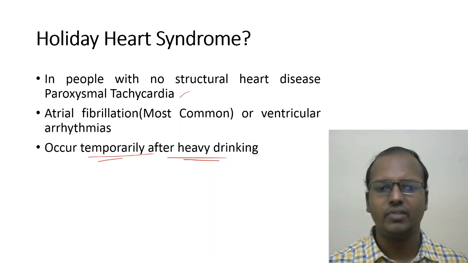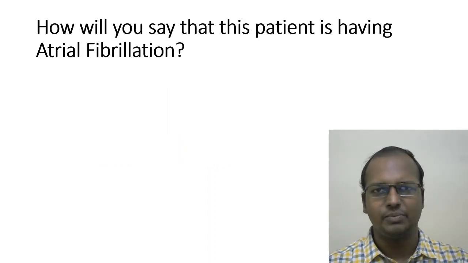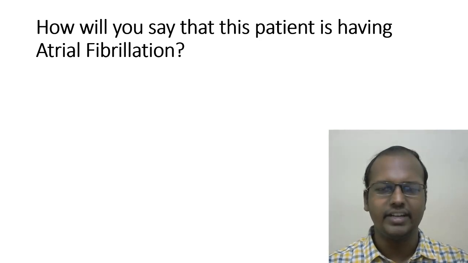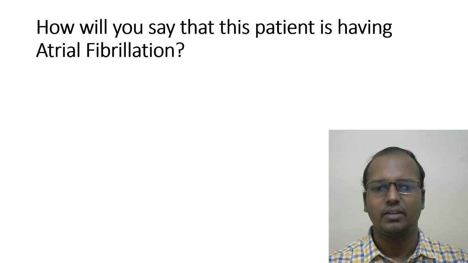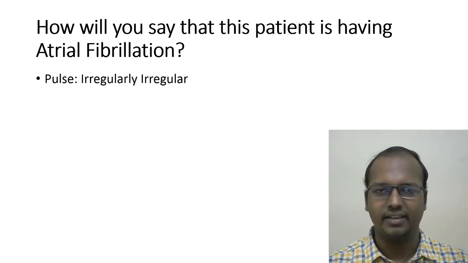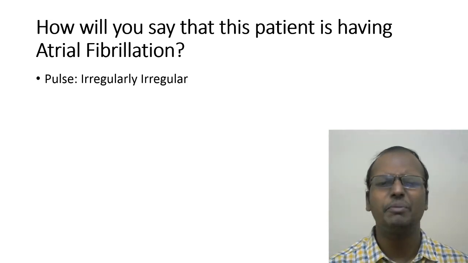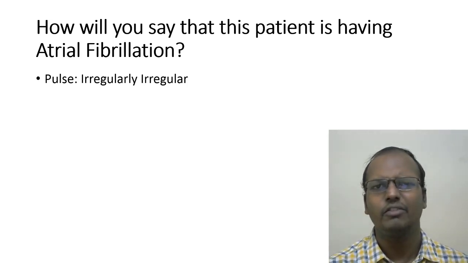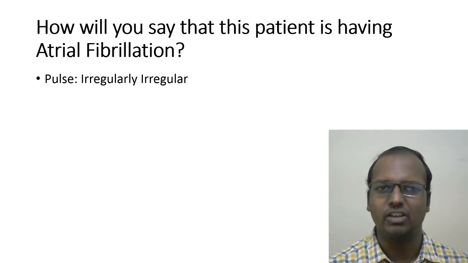So how will you say that this patient is having atrial fibrillation? This is going to be an exam question. So what are the findings which you tell? Number one, your pulse. It is an irregular pulse. We'll first tell about the rate, then regularity. The regularity itself will tell that this patient is having atrial fibrillation. Sometimes the rate will be very much controlled. What drug will we give? Sometimes the patient will be digitalized, on digoxin.